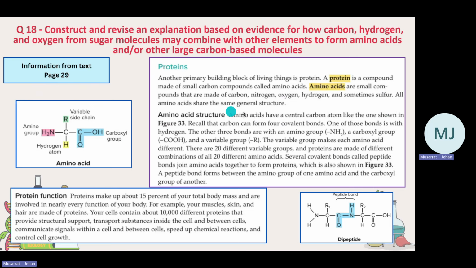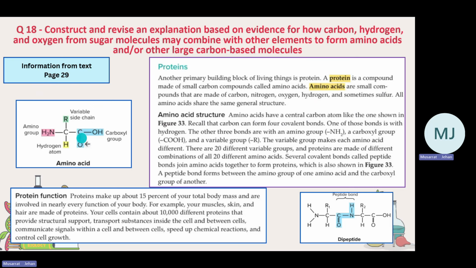All of the amino acids have the same general structure. This structure is very important. They ask you sometimes, what is this? Or what is this? So you should know this is the carboxyl group. The carbon atom in the center, carbon has a valency of 4. It can form 4 single bonds.